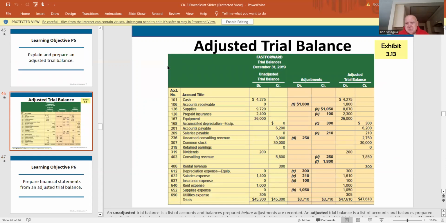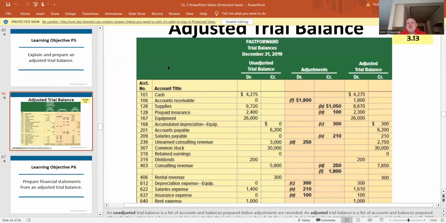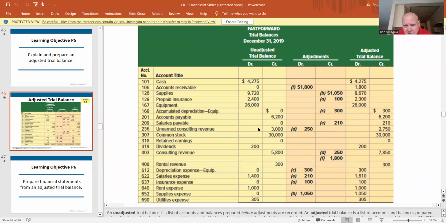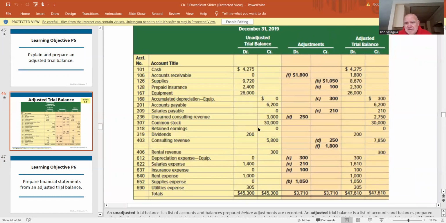Now look at an adjusted trial balance. I'll try to make it a little bit bigger. I don't know if you can see it. An adjusted trial balance, huh? Here is the trial balance we did before any adjustments. And we have cash, receivables, we got the whole world there, okay? Totaling down. Now we did some adjusting entries just now.